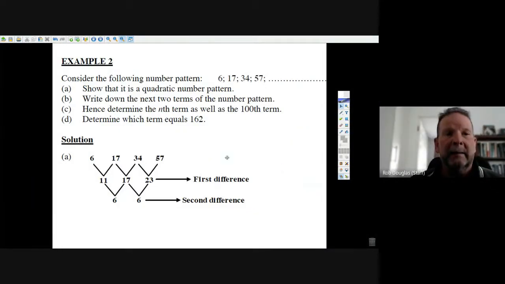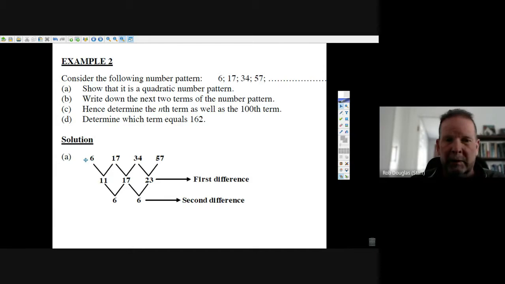Okay, let's take a look at a question. It's more like an exam question where they give you a pattern. They might even tell you, well, they want you to show in this one that it is a quadratic pattern. So they give you the 6, 17, 34, and 57.